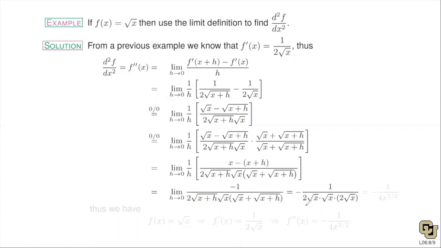And so now I'm just multiplying all this out. 2 times 2 is 4. Root x multiplied by itself 3 times is x raised to the 3/2. So there's my second derivative, with the minus sign here from the numerator.